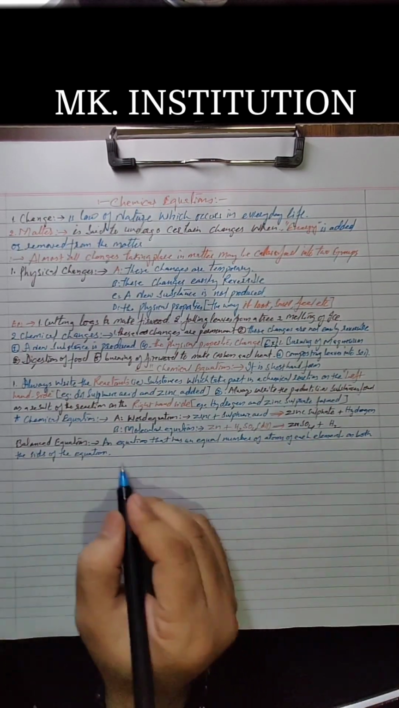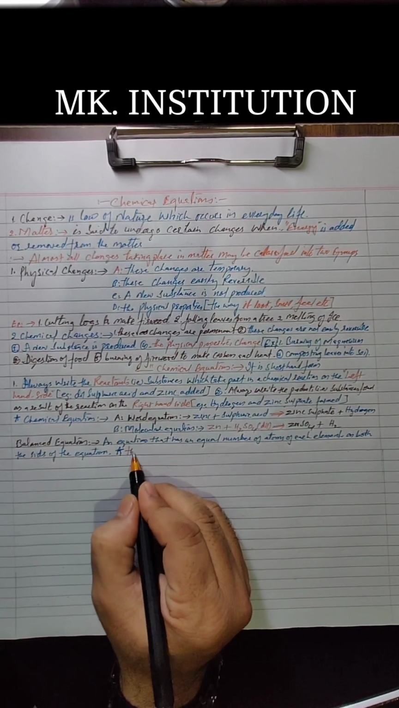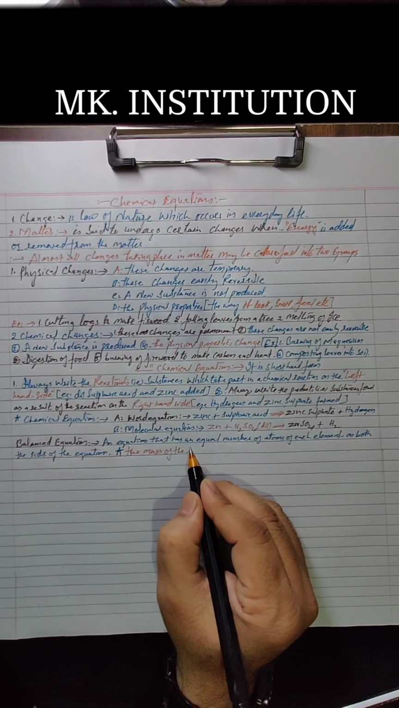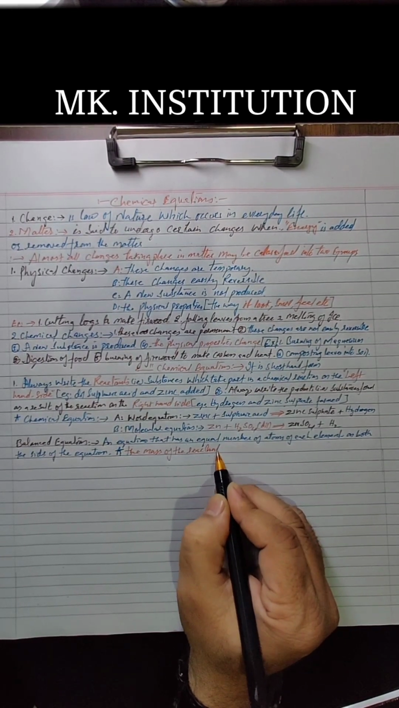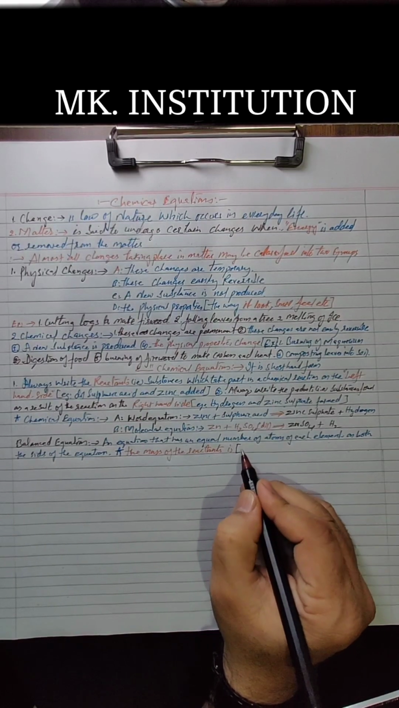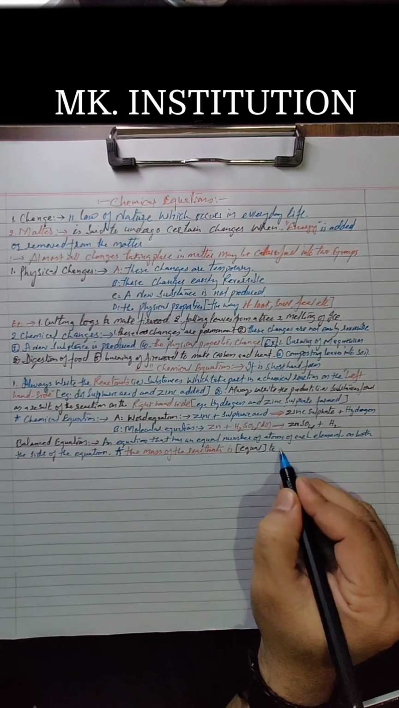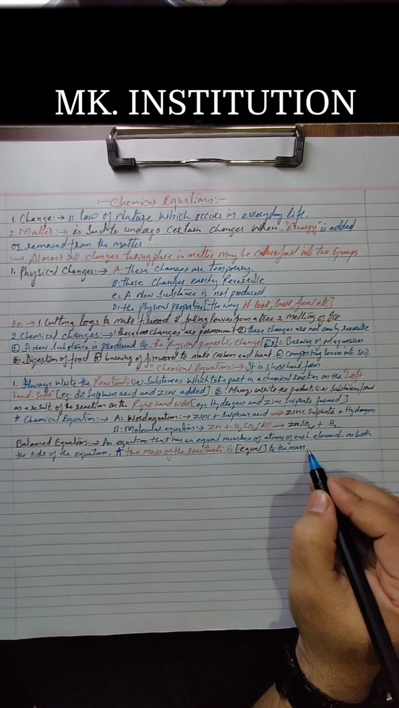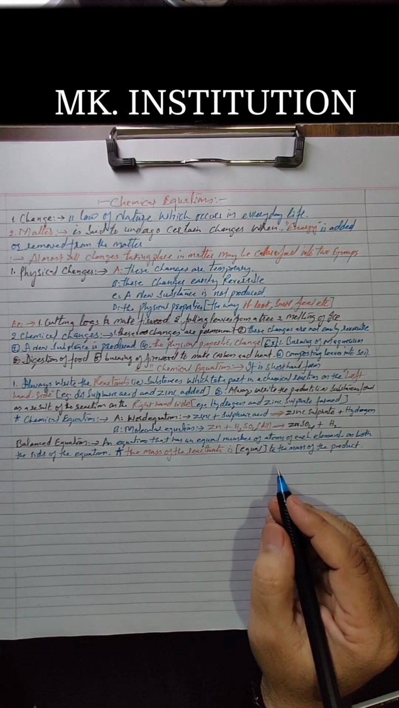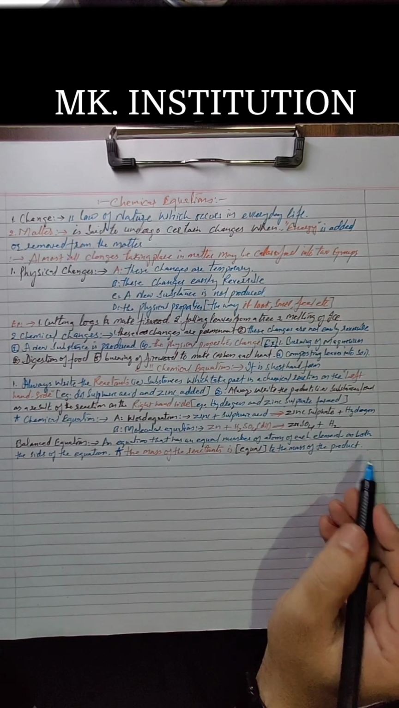Both should be equal. So here we can write one line: the mass of the reactants is equal to the mass of the product. Clear? This line is very important. What did you write in this line? The mass of the reactants is equal to the mass of the product. Then it is a balanced equation.